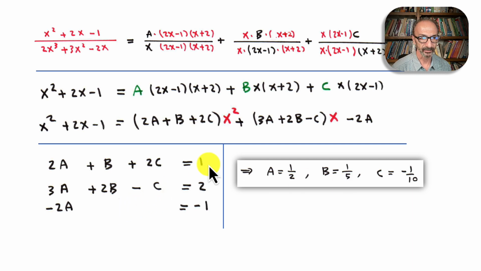Of course, the algebra steps here are skipped just for the convenience of saving time in the video. But there is a shortcut.